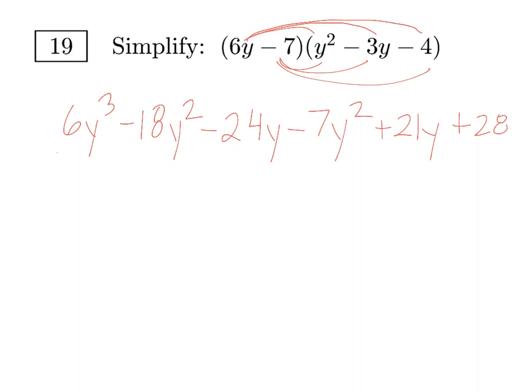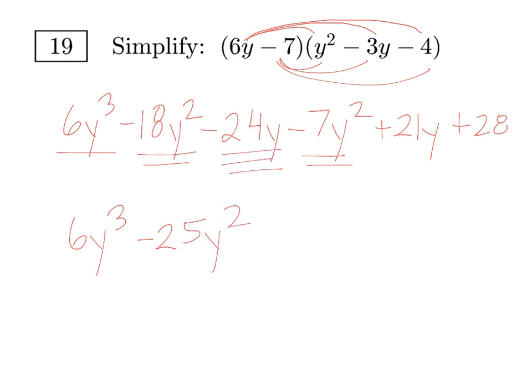All right, so now I have 6y cubed. And negative 18y squared minus 7y squared is negative 25y squared. And then I have negative 24 plus 21, which is negative 3y, and I have plus 28. All righty, done.